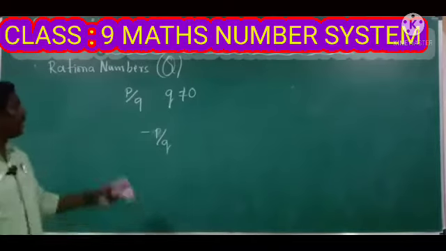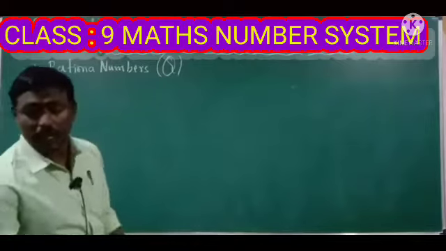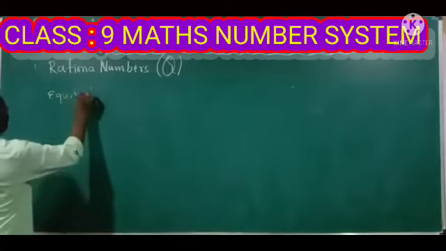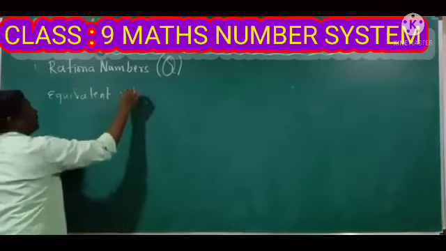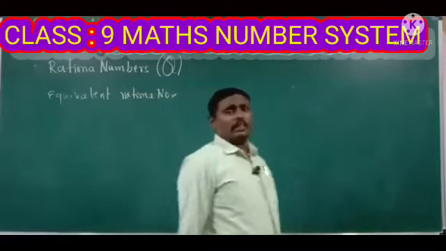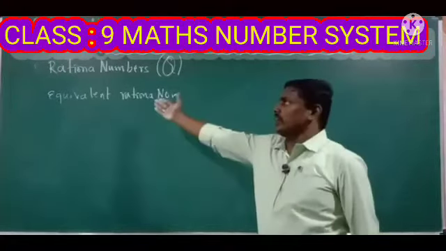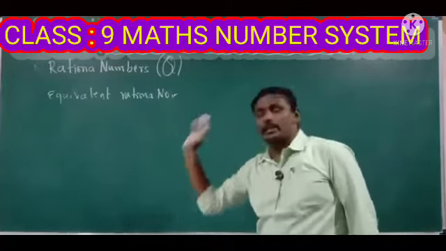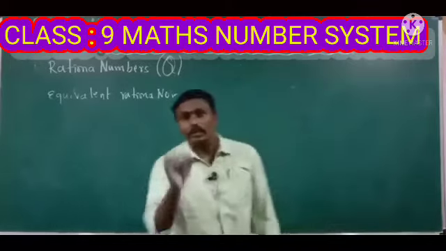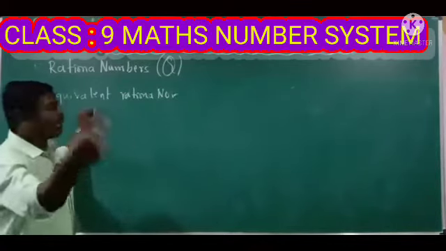Next one, equivalent rational numbers. You already studied equivalent fractions. How are we writing the equivalent fractions? Like that we can write the equivalent rational numbers by multiplying the same number to a given rational number, and we get some equivalent rational numbers.